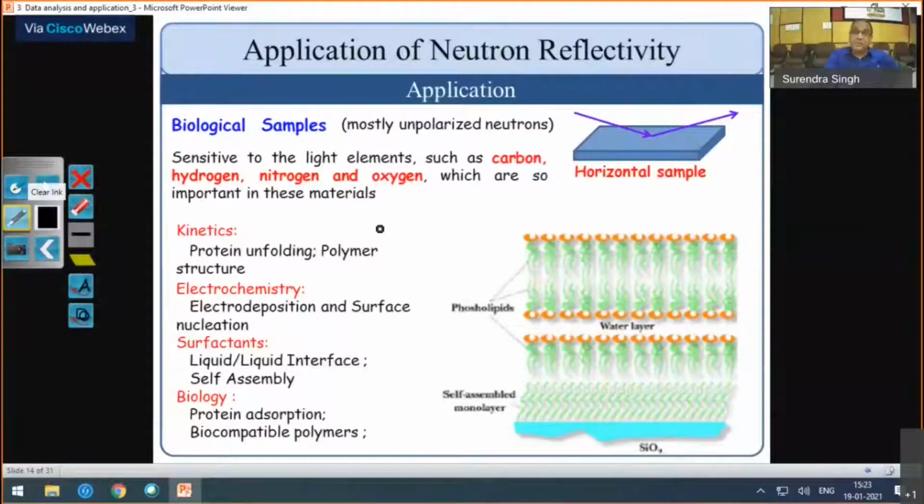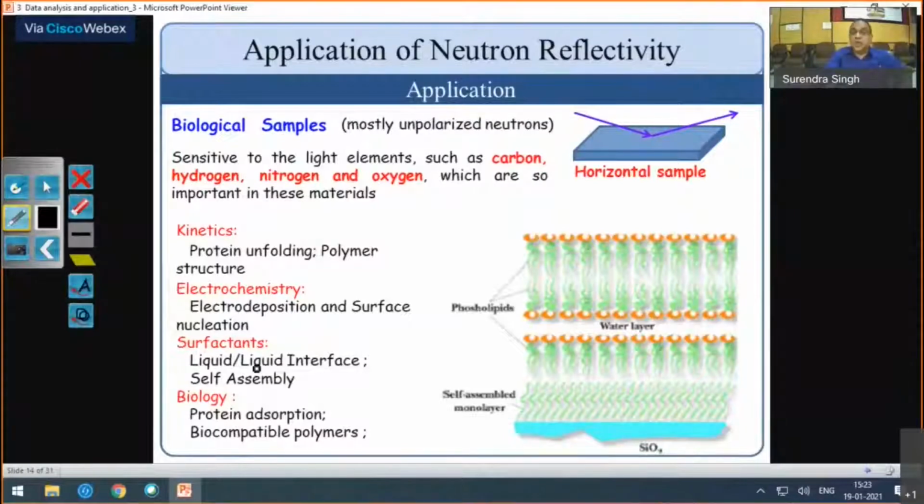It is elements like carbon, hydrogen, nitrogen, oxygen, and all biological samples contain these elements. The kinds of studies already done by people are kinetics, like protein unfolding, polymer structure, how this unfolding happens, how it is depth dependent, is there any layer structure, and what happens when the protein folds or unfolds. This kind of information one can get from reflectivity.